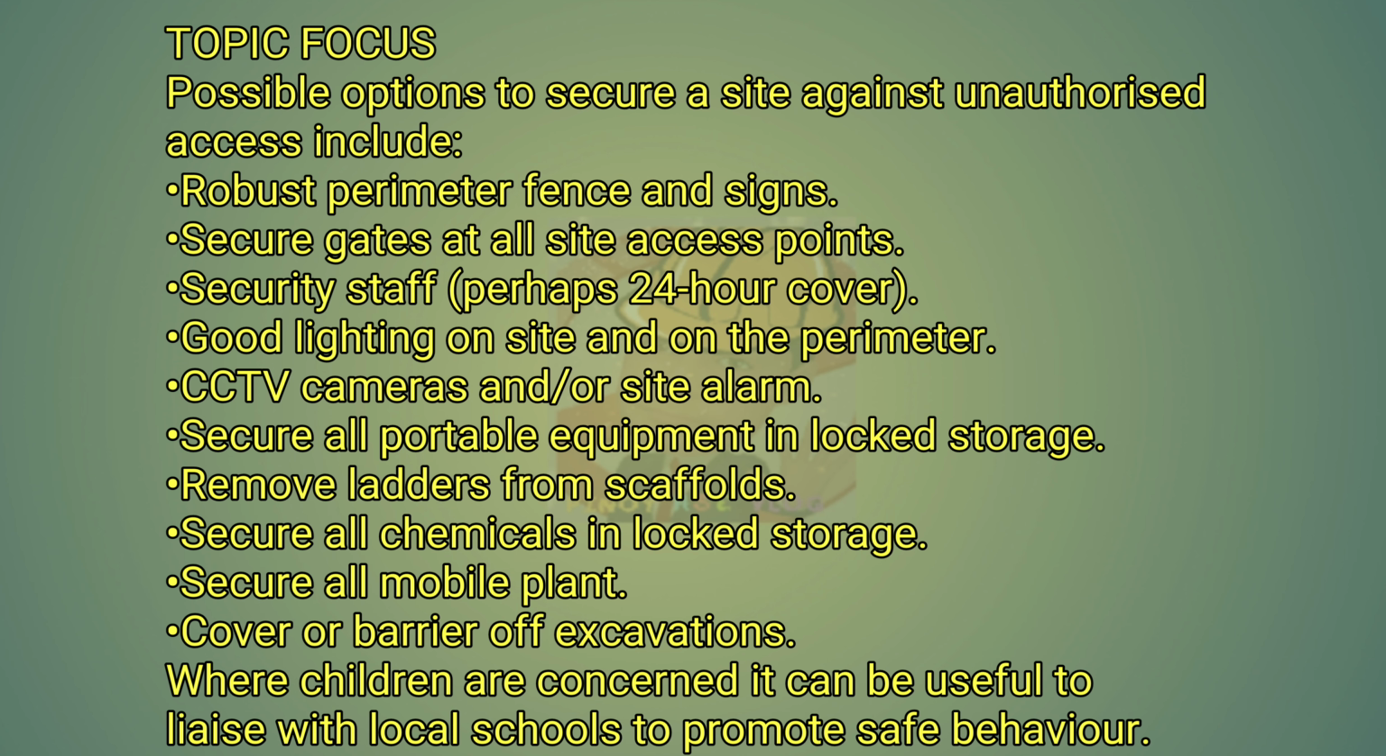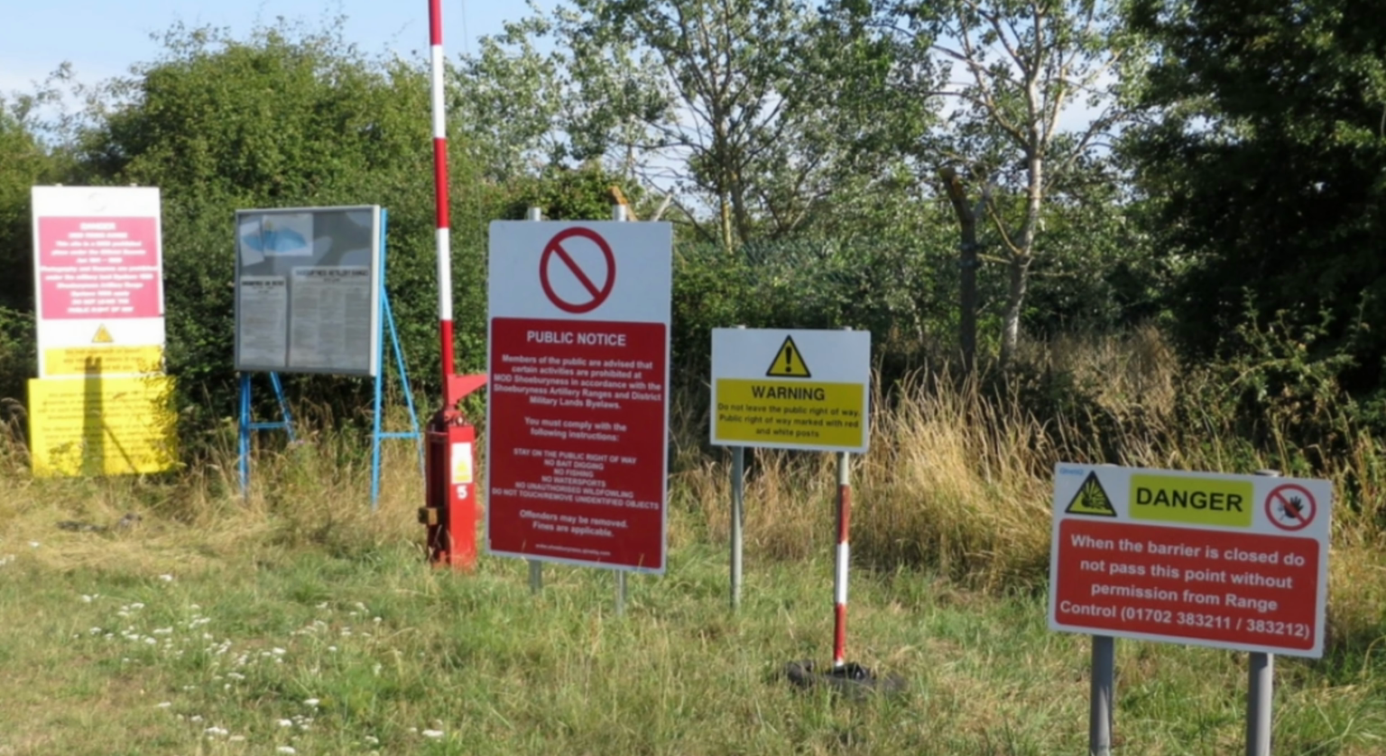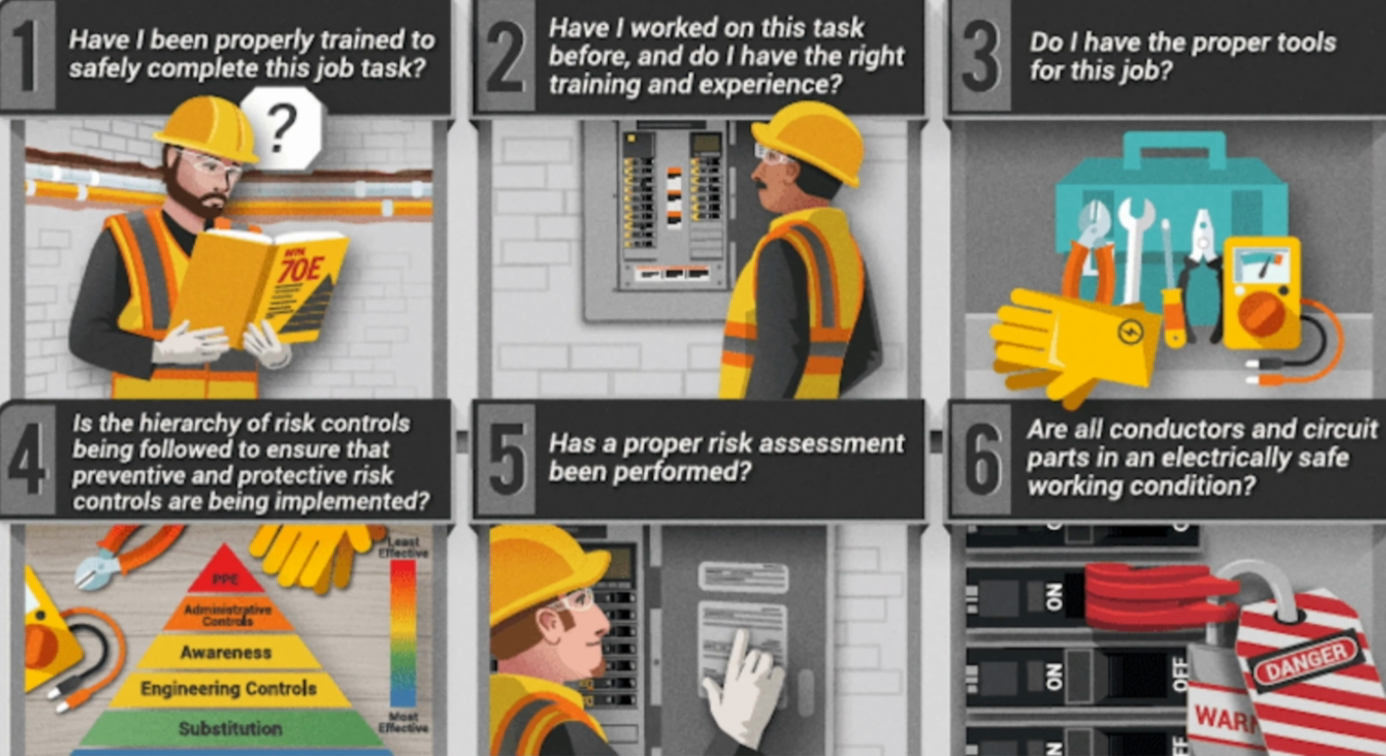Where children are concerned, it can be useful to liaise with local schools to promote safe behavior. Where there is a public right-of-way through the site, then every effort should be made to barrier and sign the pedestrian route. Electricity. The hazards and controls relevant to electrical safety are described in Element 5, Electrical Safety. To summarize these controls briefly, site management should ensure that site electrical distribution systems are suitable for purpose and the site environment.